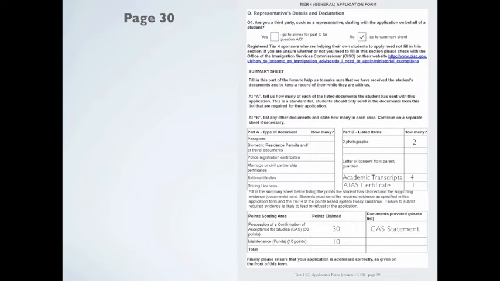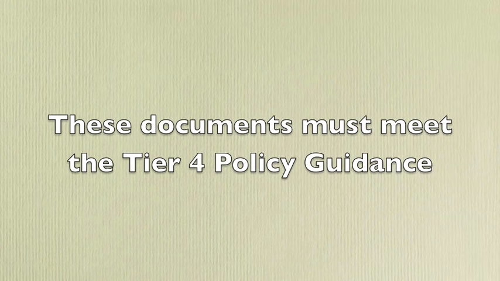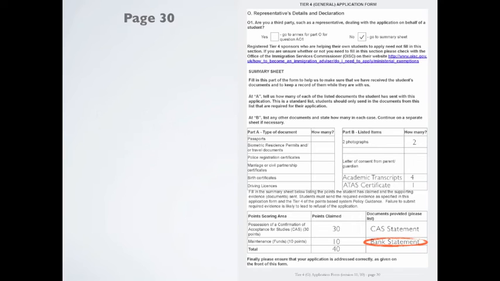In the maintenance points claimed box, write 10 and then list the documents you are including as evidence, for example, bank statements, university receipts or financial sponsorship letter, in the documents provided box. It is very important that the documents you enclose to show your maintenance requirement meet the criteria as listed in the Tier 4 policy guidance. You can download this document from the UK Border Agency website. In the total box, write 40. Your application is now complete.